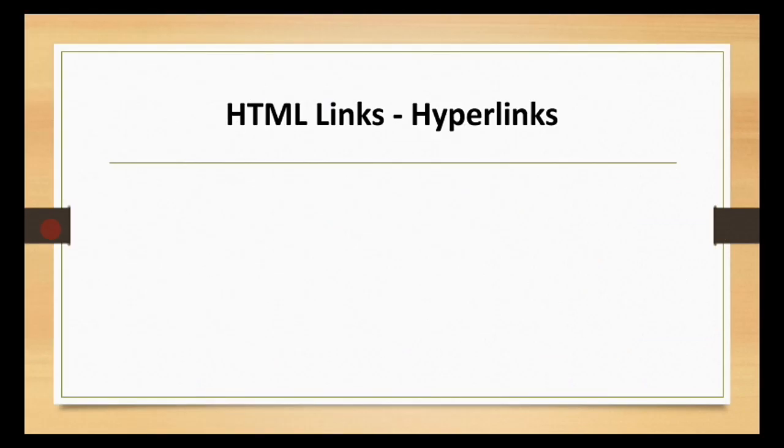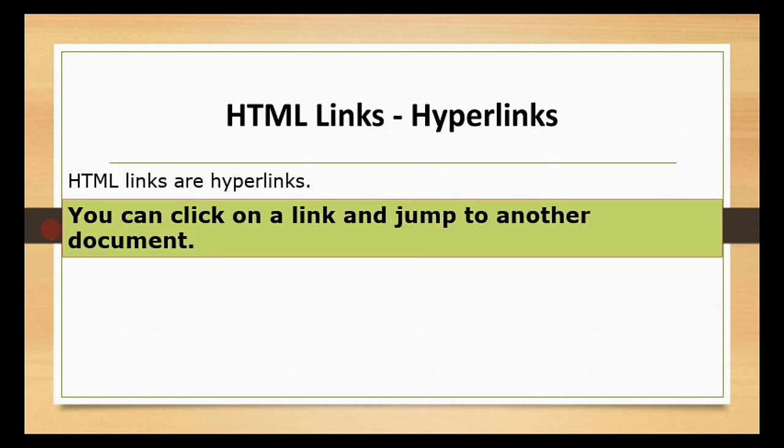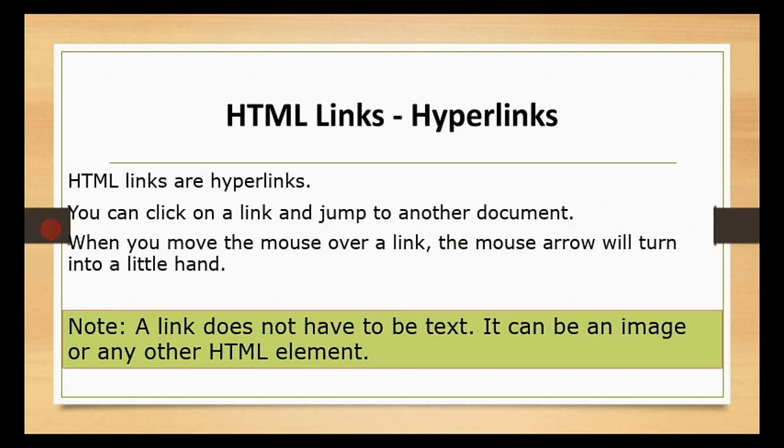HTML Hyperlink. Hyperlinks. You can click on a link and jump to another document. When you move the mouse over a link, the mouse arrow will turn into a little hand. Note, a link doesn't have to be text. It can be an image or another HTML element.